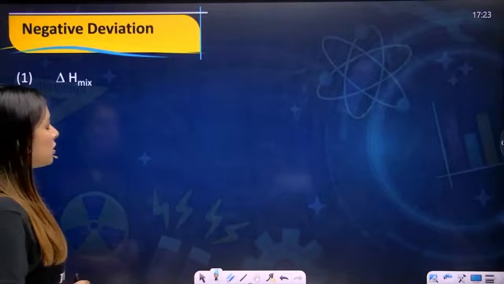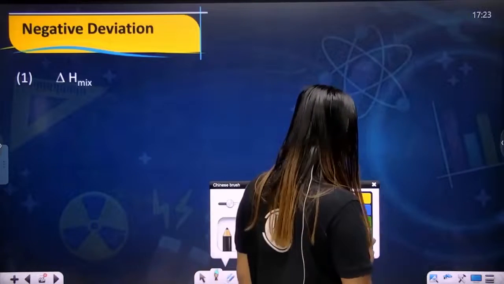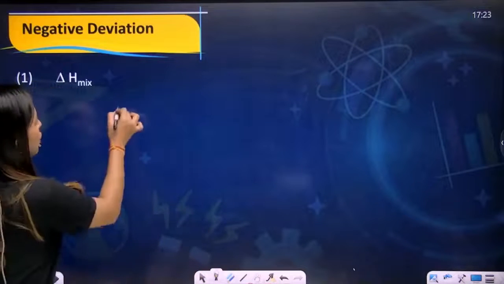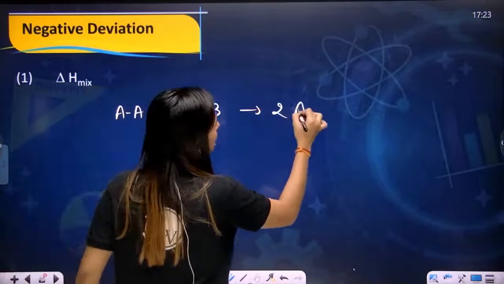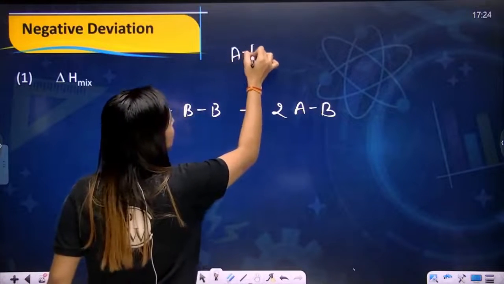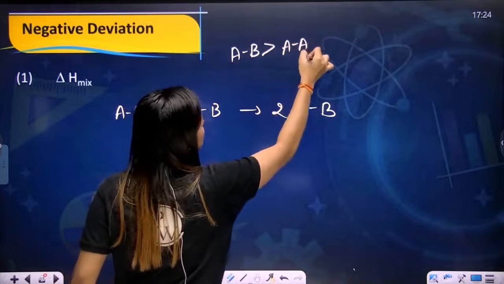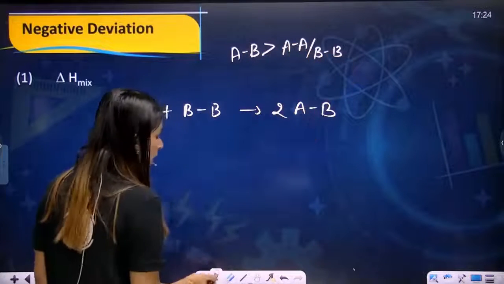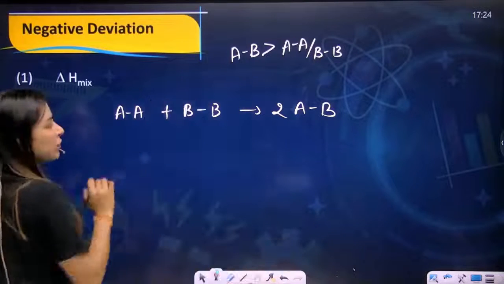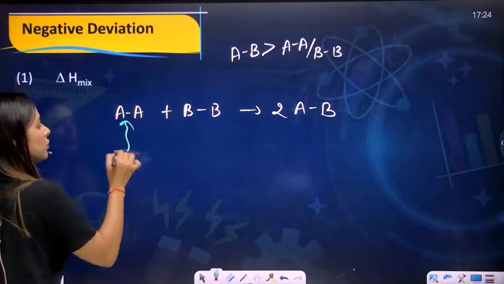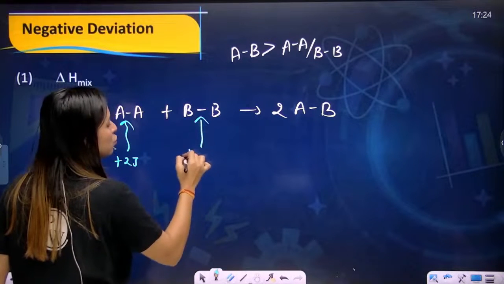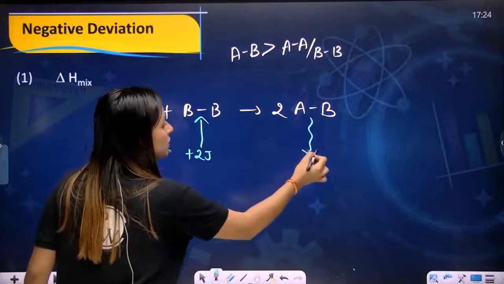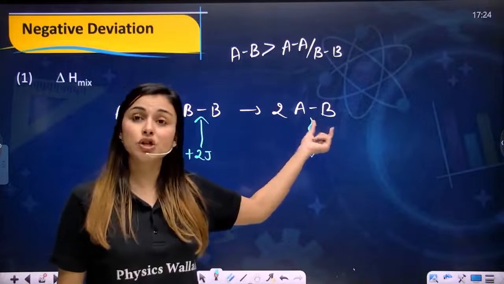Now let's talk about the thermodynamic parameters. Now you can very easily explain to me what will be the sign for delta H mixing. You know that AA, BB gives you AB. You also know that this time AB interactions are more than AA interactions or BB interactions. See my dear students, if you want to break this bond, let us say you gave 2 joules of energy, and let us say here also you gave 2 joules of energy. How much energy will be released since this interaction is stronger?